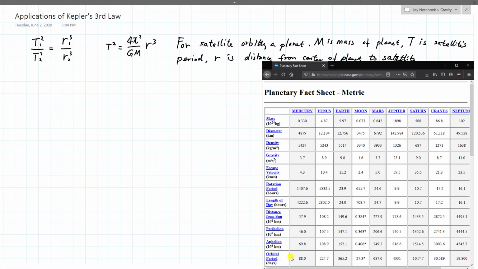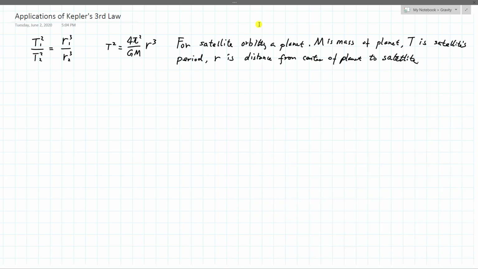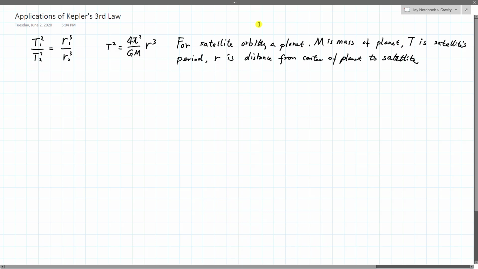So some of these quantities cannot be observed directly, such as mass and diameter. So how do we even get these quantities? That would rely on the application of Kepler's third law. So let's take a second look at this format. This is a very important format here.